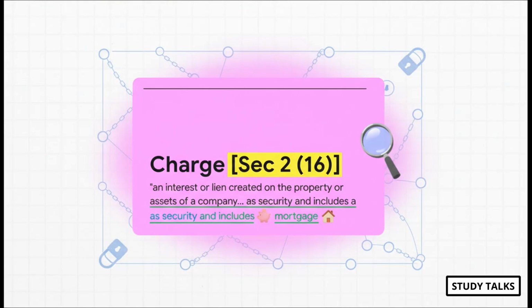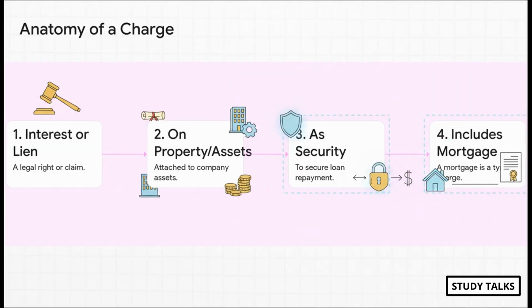Now, here's the official definition from the Act, Section 2, subsection 16. It calls a charge an interest or lien created on the property or assets of a company as security and includes a mortgage. I know, that sounds a bit dense, full of legal jargon, but don't worry, we're going to break it down into plain English right now. Let's just slice this up.